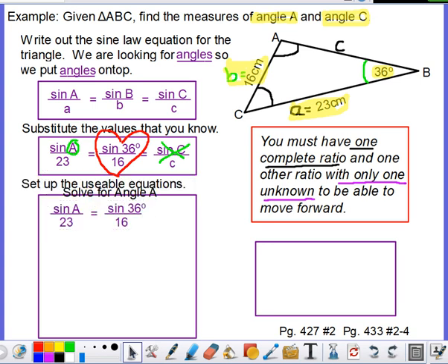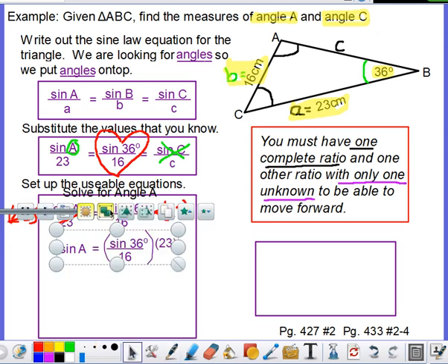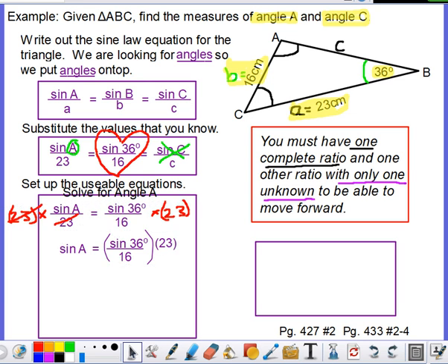So what we're going to do is set the ratio with angle A equal to the ratio that is complete. And at this point, we want to isolate for sine of A, and we're going to do that by multiplying each side of the equation by 23, this denominator here of 23. So we're basically multiplying this side by 23 and that side by 23. I did it with the old school times symbol, but we should be using brackets here. The times 23 cancels with the dividing 23, and what we're left with is sine of A equals sine 36 divided by 16 times 23.